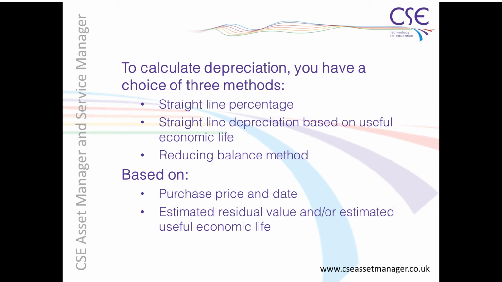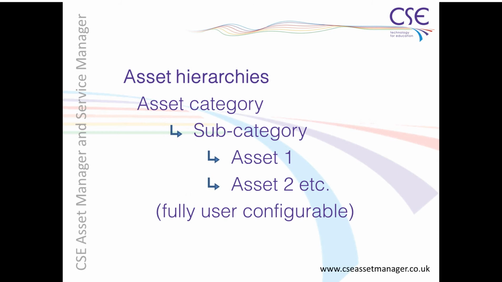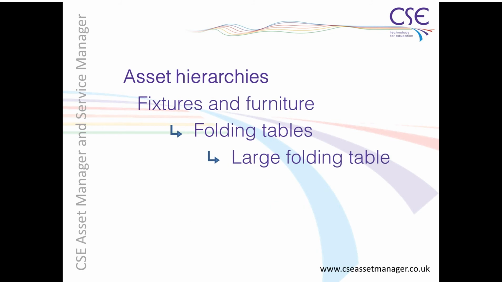Asset Manager is unique in that it can categorize assets in hierarchies. These work rather like an ordinary file structure in an operating system. This allows you, if you wish, to create default depreciation settings in a higher level category that will then cascade down to the subcategories and assets contained in them, saving you time. It also allows you to view depreciation reports for whole categories of assets.